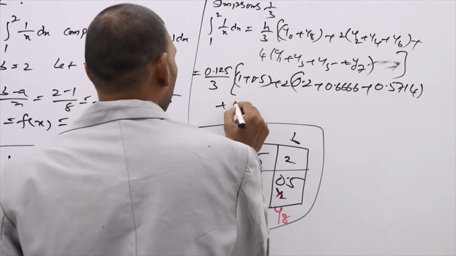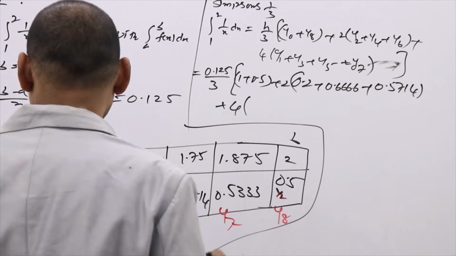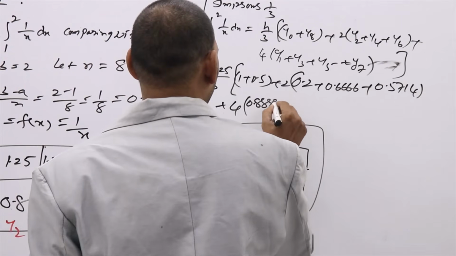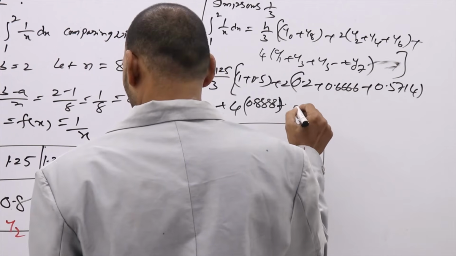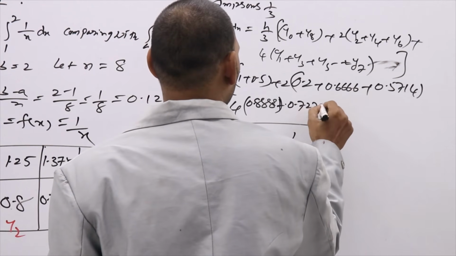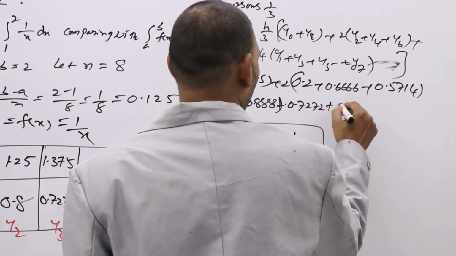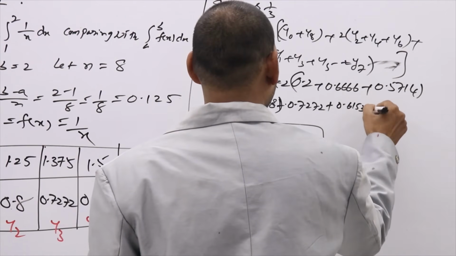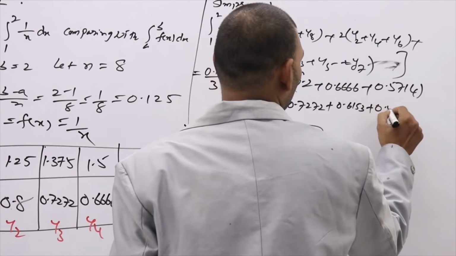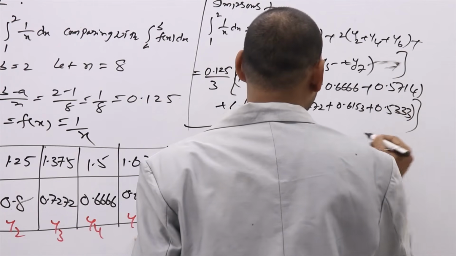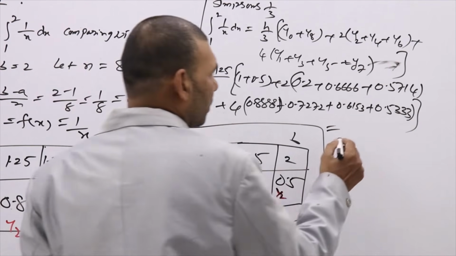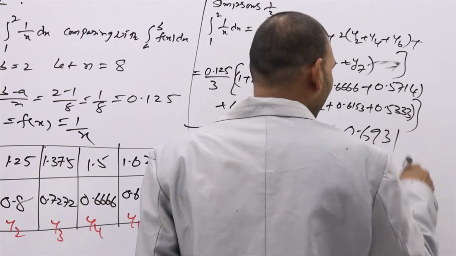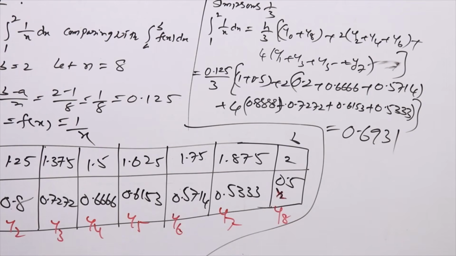0.5714 plus 4 into y1, 0.48, plus y3, 0.7272, y5, 0.6153, y7, 0.5333. Like this you need to substitute, but at the end you have to use your calculator. Without using calc you cannot get it. So finally by calculating you will get 0.6931.